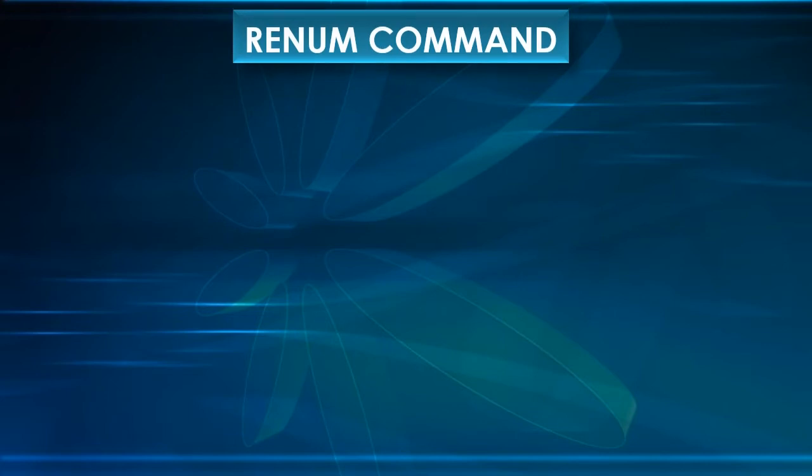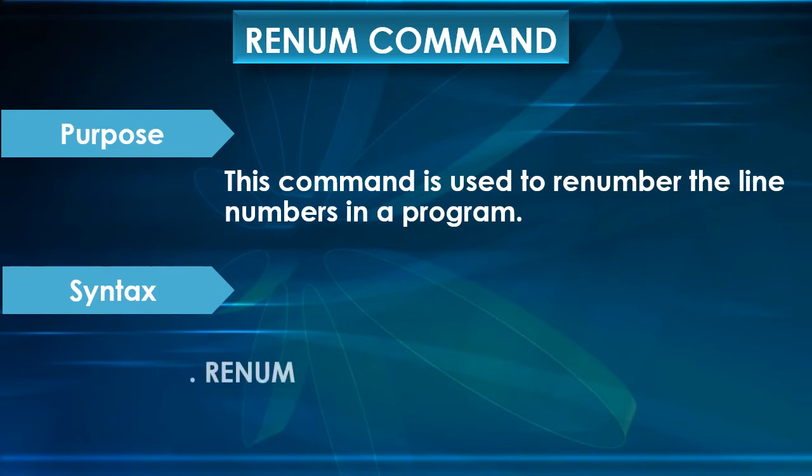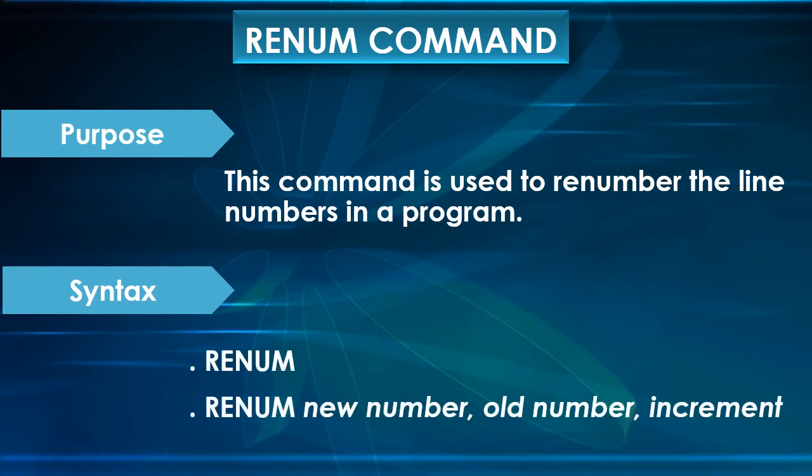The next is the RENUM command. This command is used to renumber the line numbers in a program. Syntax is simple: renum, or renum, new number, old number, increment. The new number is the number you want to give, the old number is the one you want to change, and increment is how much increment you want to give between the line numbers. If you simply write renum, it will follow the previous sequence of line numbers.